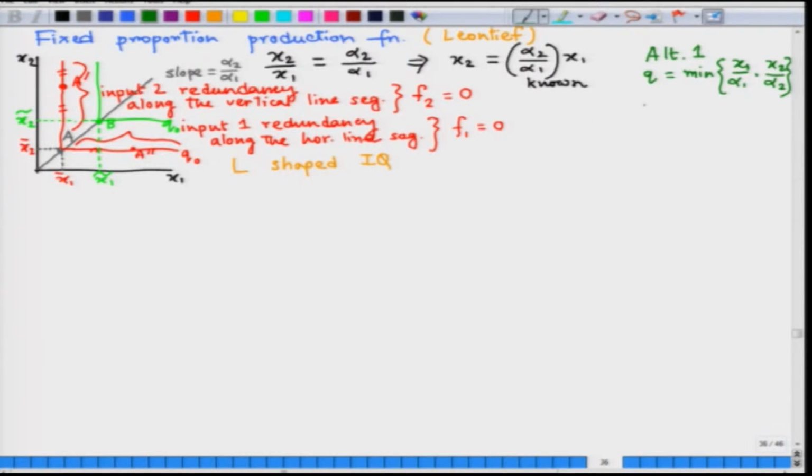There is another alternative which also is seen at times in textbooks and other scholarly work, that is to be written as minimum of ax1 comma bx2. So, in this case basically x2 and x1 are mixed in A over B ratio, right.